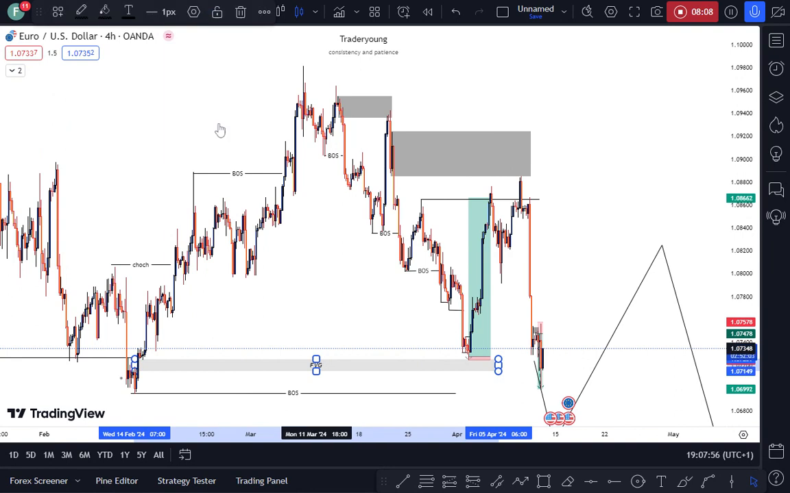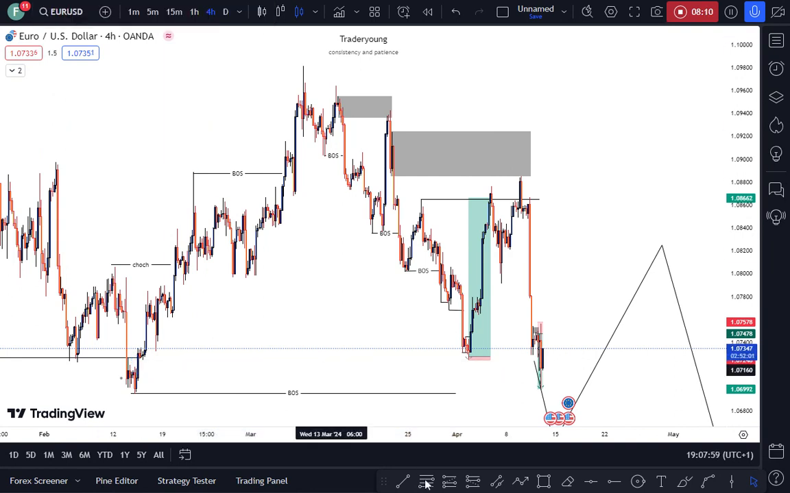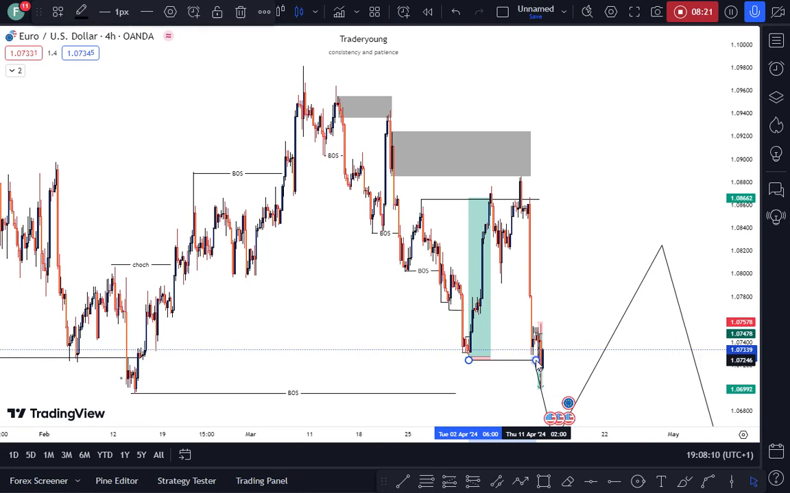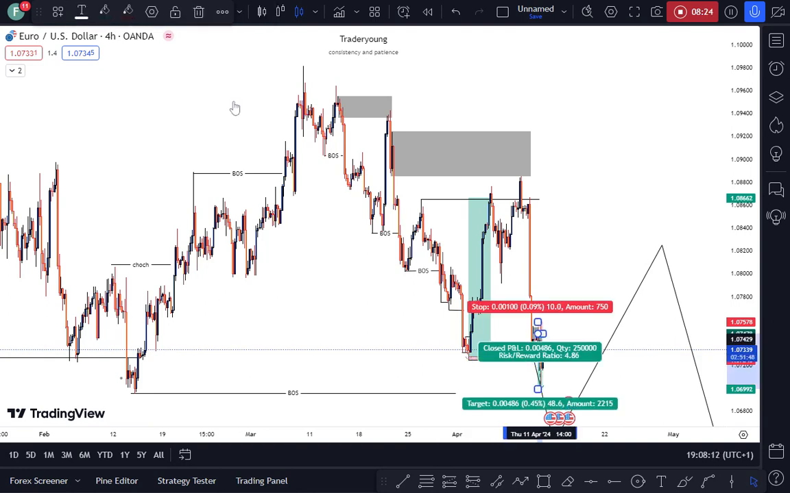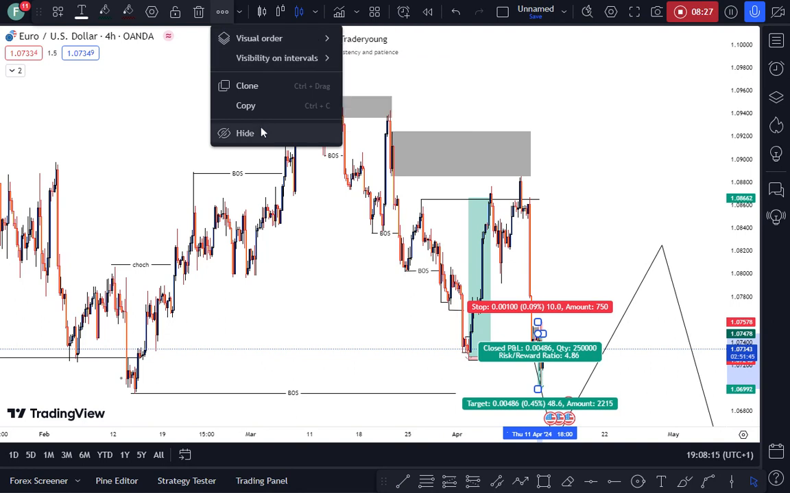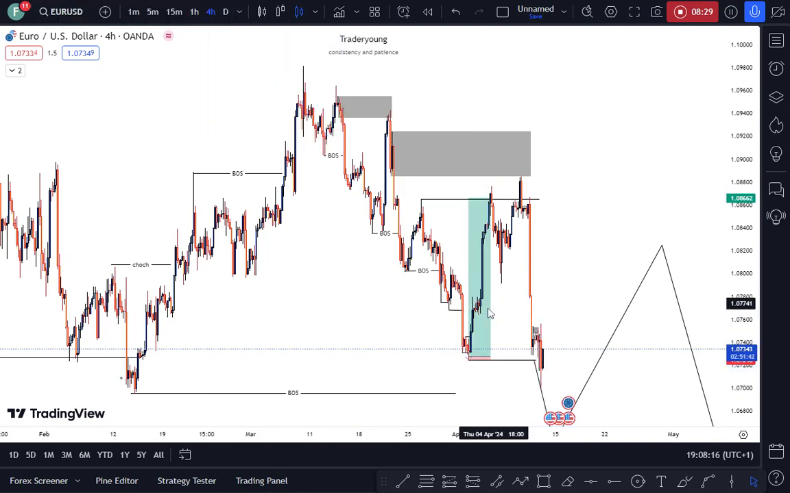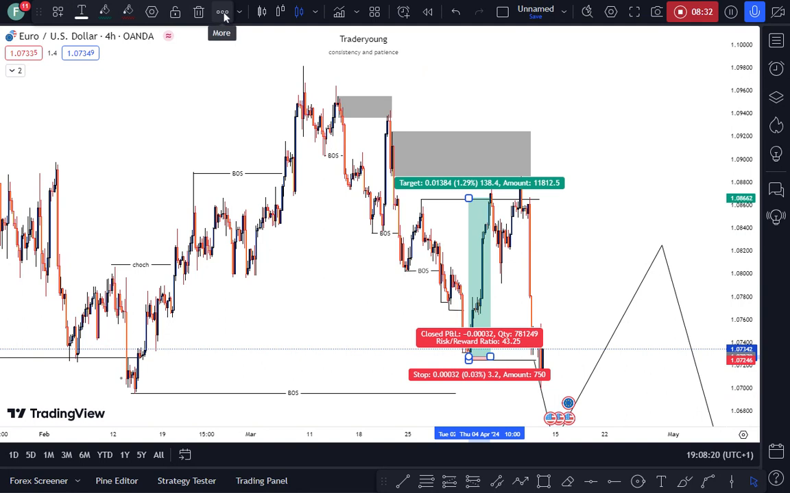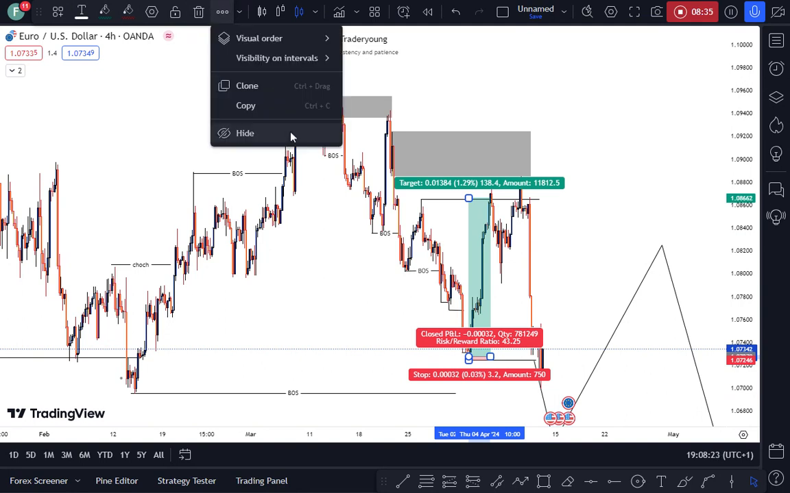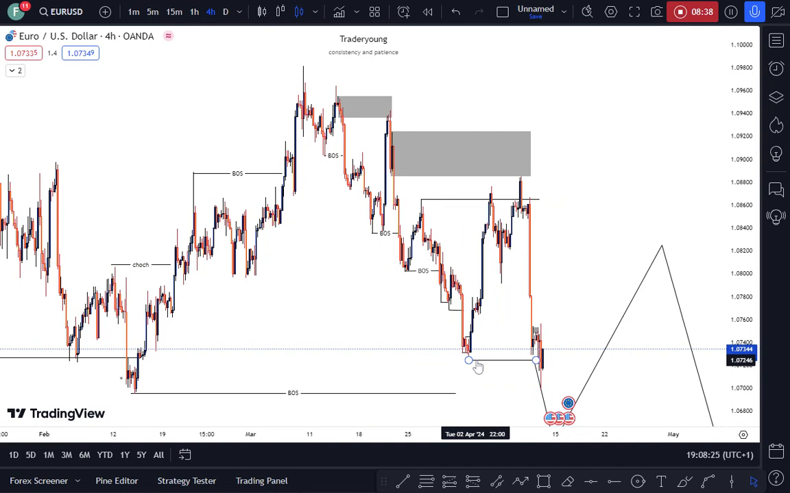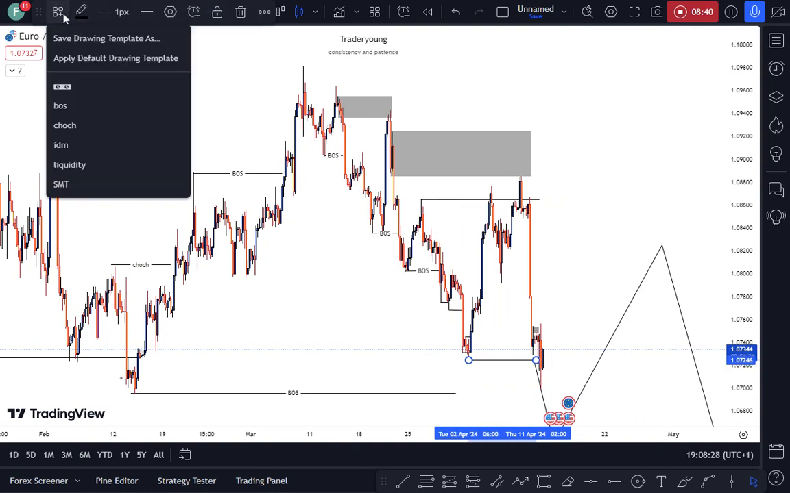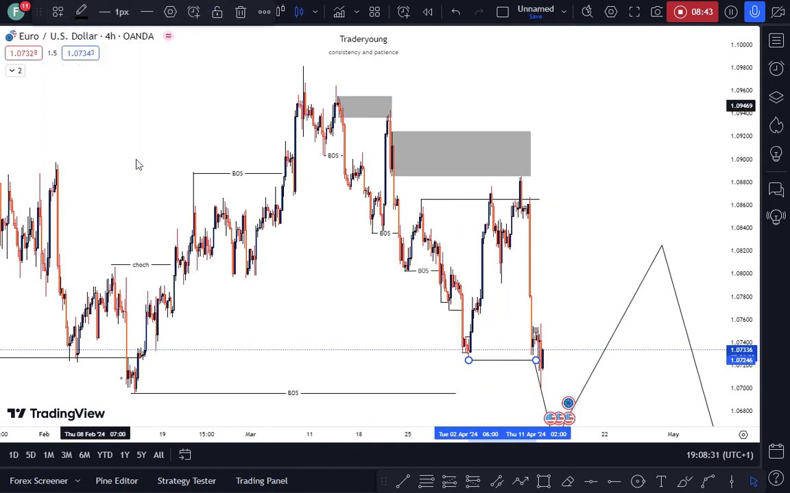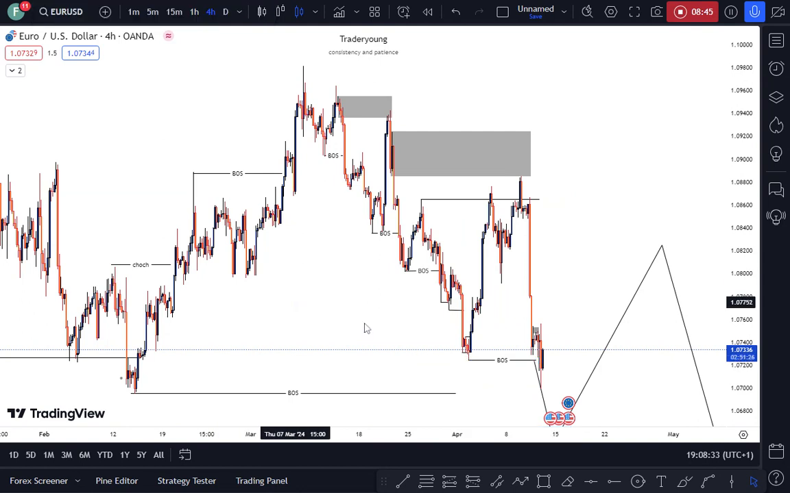So let me just take this off. This has done its work. We have this, it's a break of structure here. Let me take this out. Take this one as well. Okay, so we have this to be our recent break of structure from the 4 hours time frame.